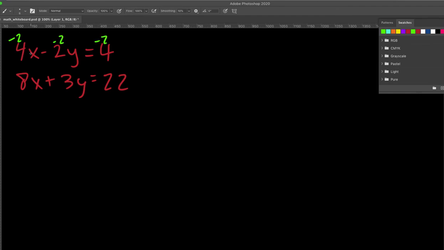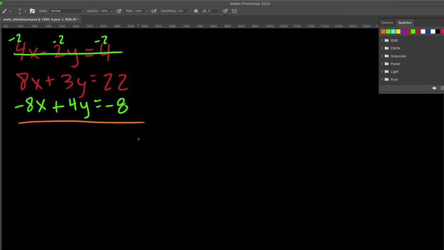Okay, so negative 2 times 4 is negative 8x. Negative 2 times negative 2 is positive 4y. And then negative 2 times 4 is negative 8. Okay, once again, we're going to ignore that. And now we're just going to add. So if we add the x's, they cancel. If we add the y's, we get 7y. If we add these, we end up with 14. We just do a little bit of algebra. Divide by 7. We end up with y equals 2.